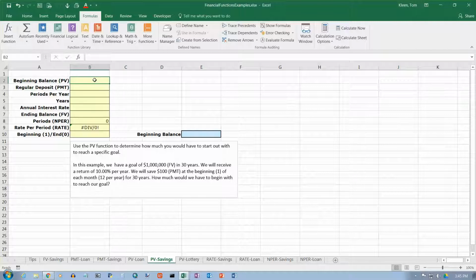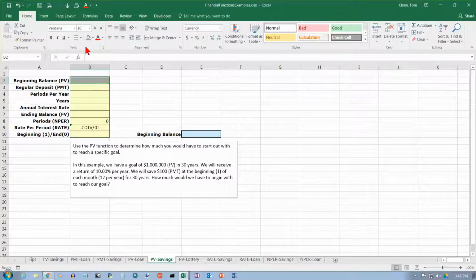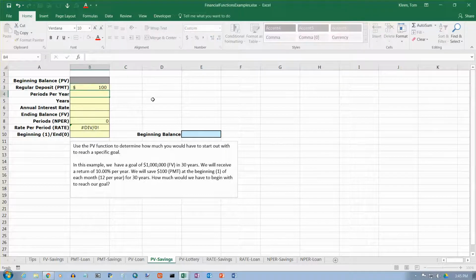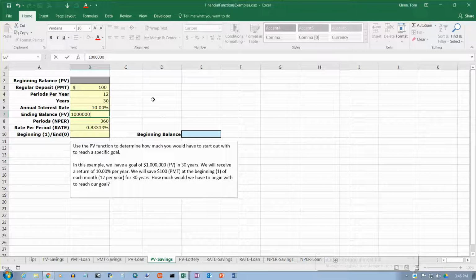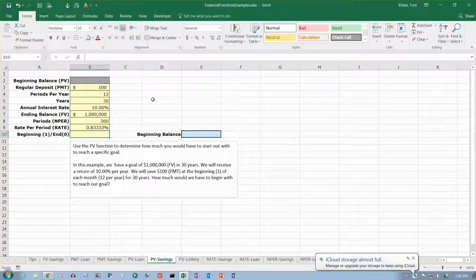So let's go to the present value cell up here, and let's go to our home tab, and let's click on gray to gray that out because that's what we're trying to compute. I want to know what our regular deposit is going to be. Well, it's going to be $100. And I want to know how many deposits per year. We're doing monthly, so put in 12. Number of years is 30, and the annual interest rate is 10%, and the ending balance is, let me see, that's a million. And are we doing this at the beginning or the end? We're doing this at the beginning, which is the number 1.